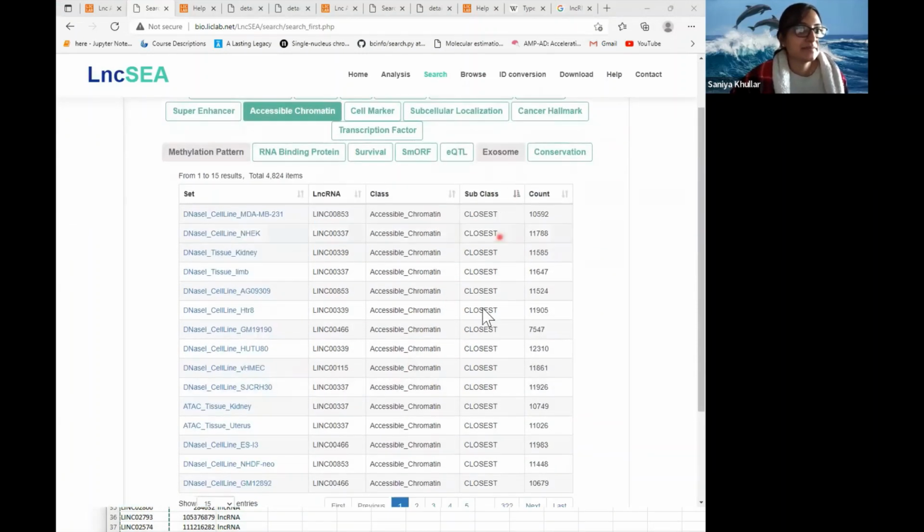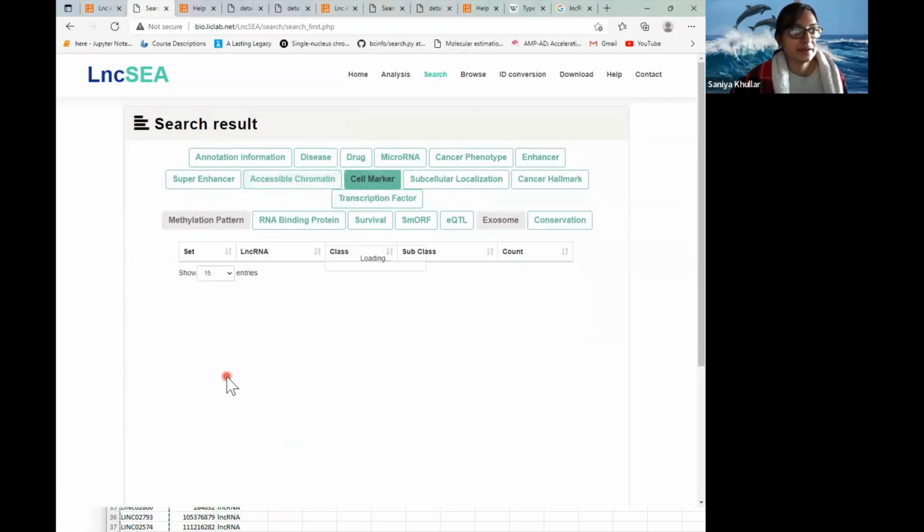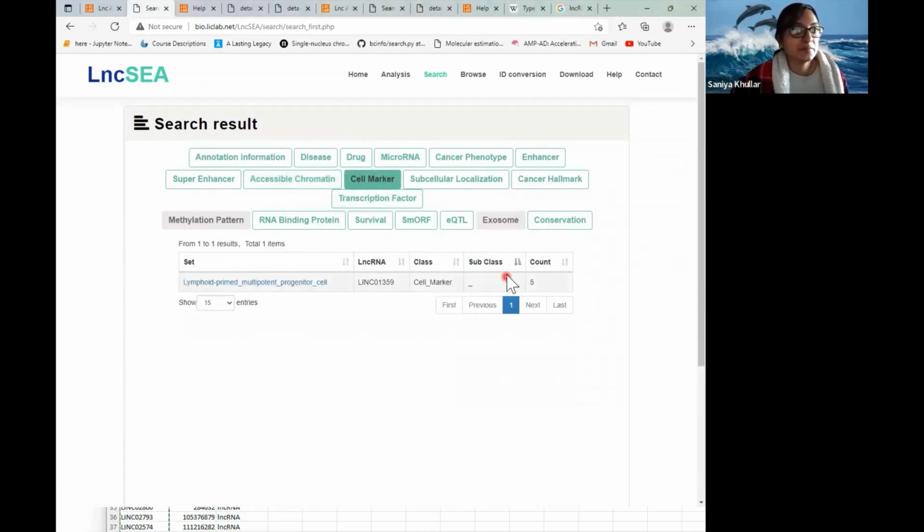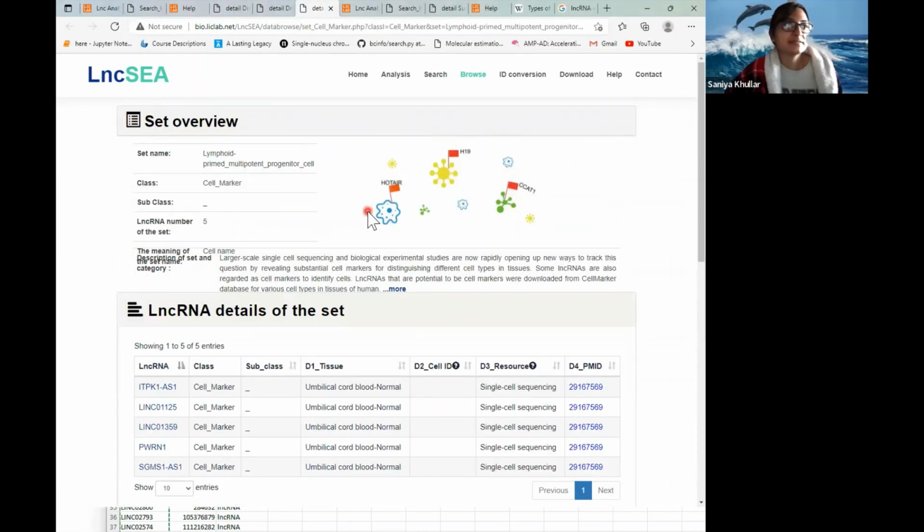So subclass closest. So there's more going on, and there are also cell markers like this lymphoid primed multipotent progenitor cell. So lymphoids are pretty much producing lymphocytes and antibodies, immune cells basically. So lymphoid cells are any of the cells that mediate the production of immunity. So in the cell markers data set, there are just 5 lincRNAs that are associated with this lymphoid primed multipotent progenitor cell.